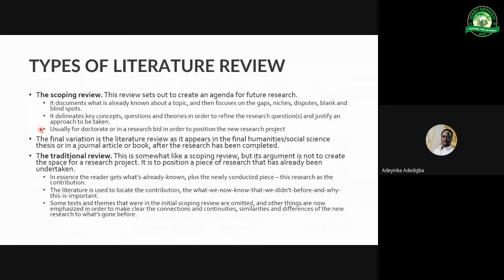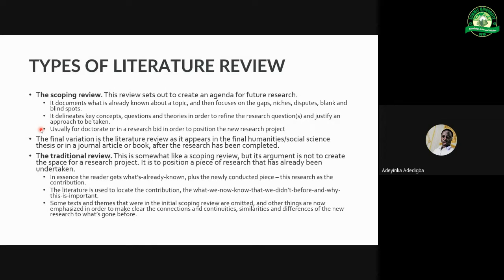And there is also the scoping review. This review sets out to create an agenda for future research, and this is where doctorate research comes into place, and also some literature reviews you write for grants. The idea is to show that although a lot of things have been done in this place, there are still gaps that need to be filled. That's the purpose of the scoping review.